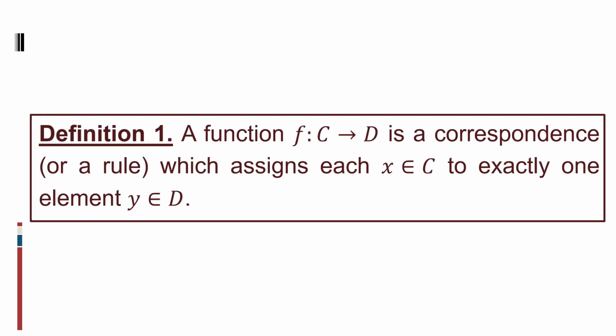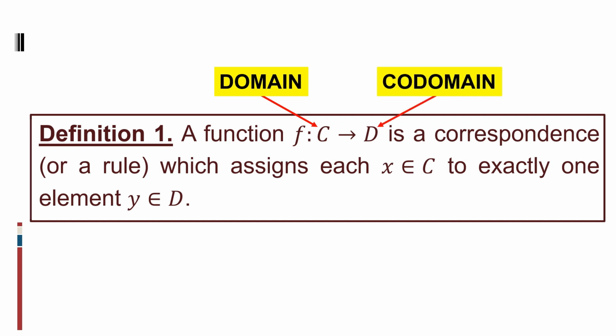A function f mapping C to D is a correspondence or a rule which assigns each x which is in C to exactly one element y which is in D. In this given function, set C is called the domain of the function, and set D is called the codomain of the function. The variable y is called the image of x under f, and sometimes this is also called f of x. So yun yung magiging result kapag pinasok na natin doon sa function yung x natin.